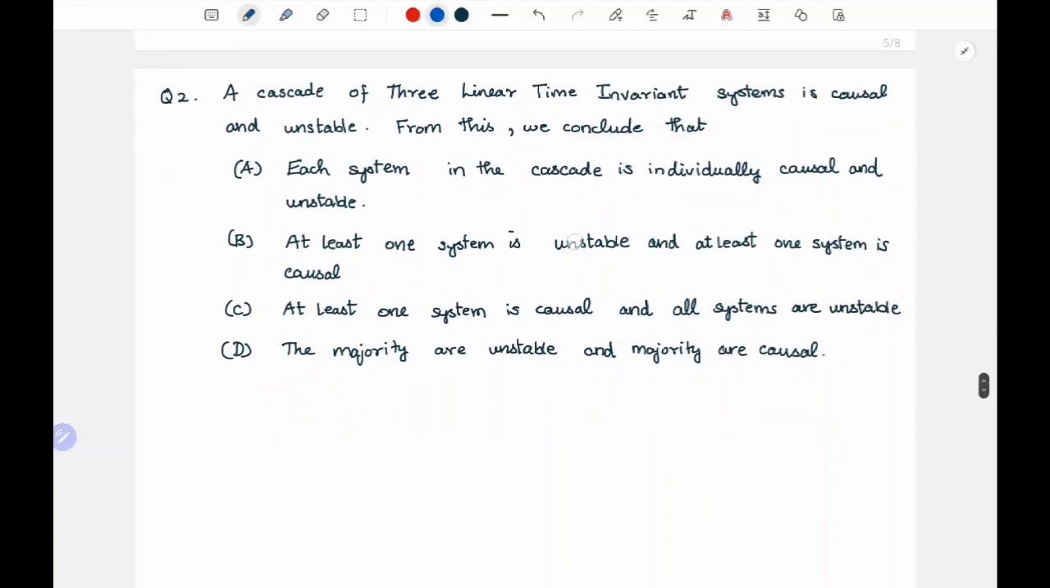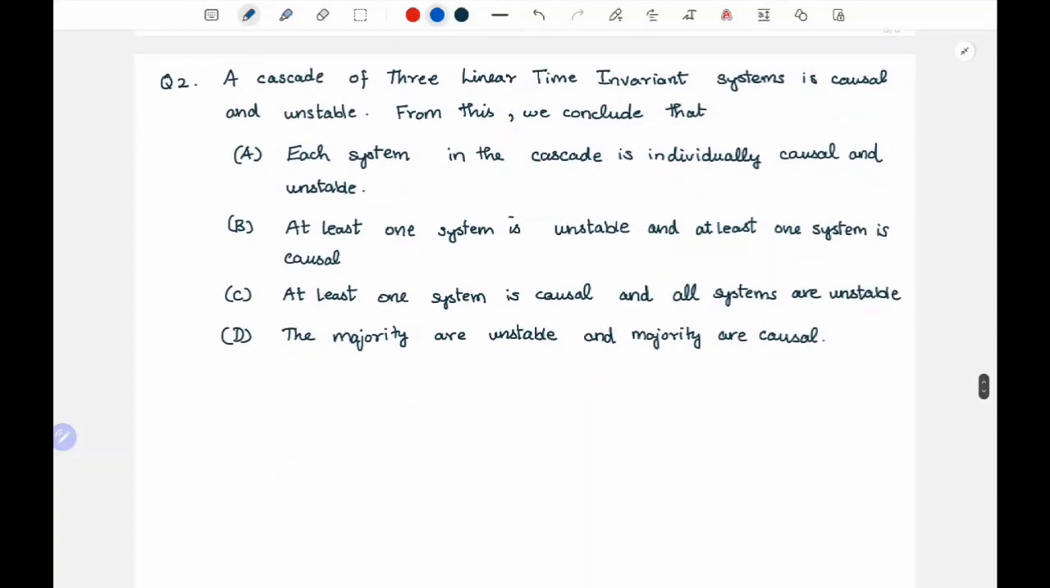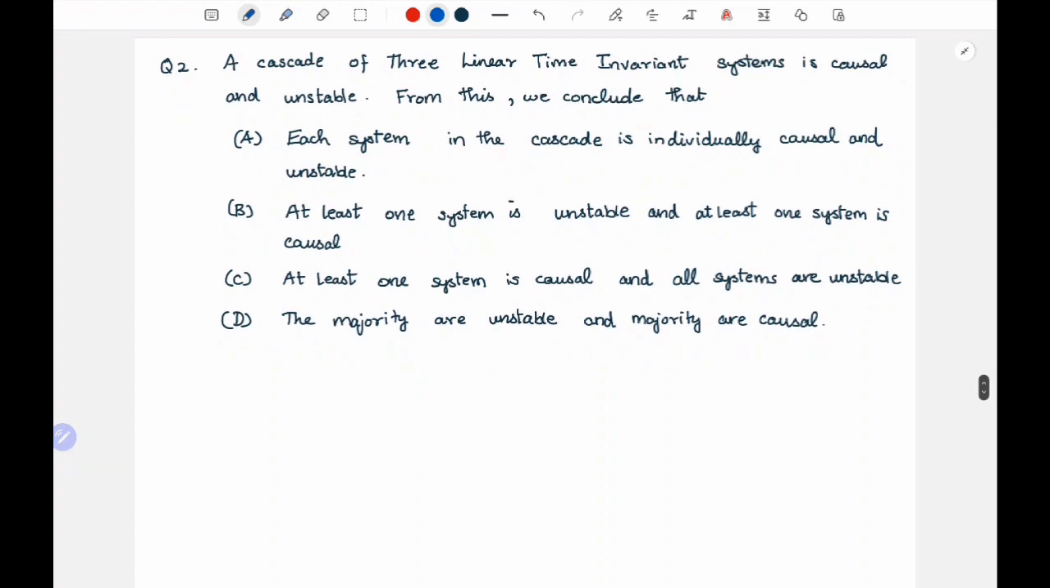Okay, moving on. A cascade of 3 linear time invariant systems is causal and unstable. From this, we conclude that each system in the cascade is individually causal and unstable. At least one system is unstable and at least one system is causal. At least one system is causal and all systems are unstable. The majority are unstable and majority are causal. So these type of questions are very important in GATE. Even for other questions, if you know the mathematical formula, you can just apply it and try to solve it. But these type of questions require you to understand the concepts. So let us see how to solve this.